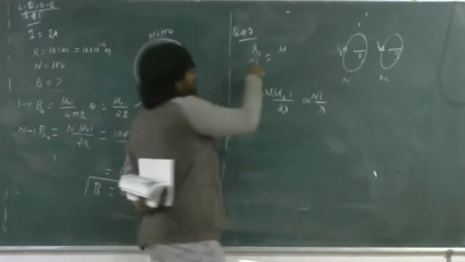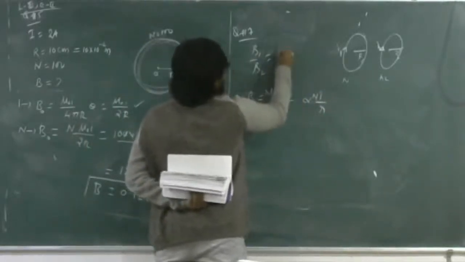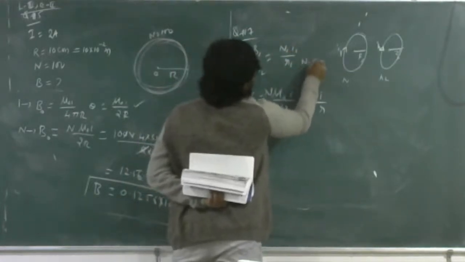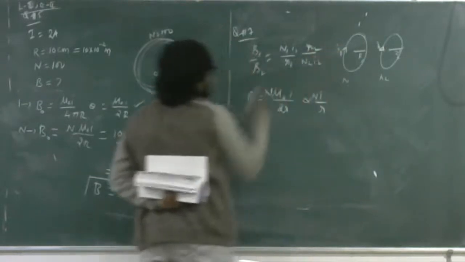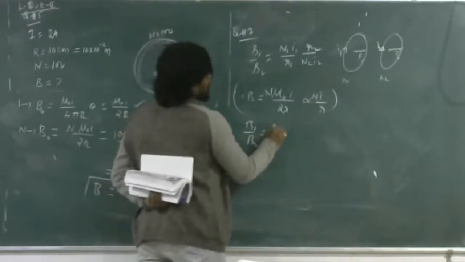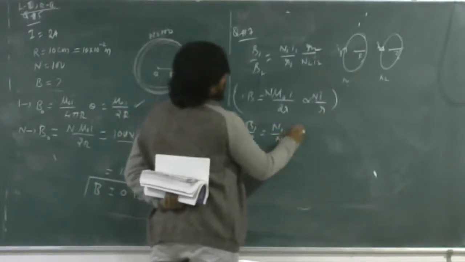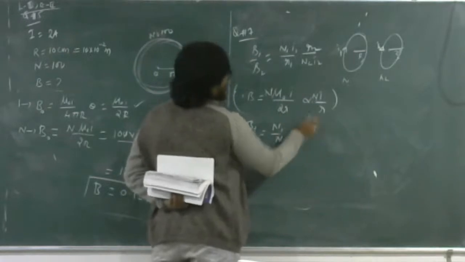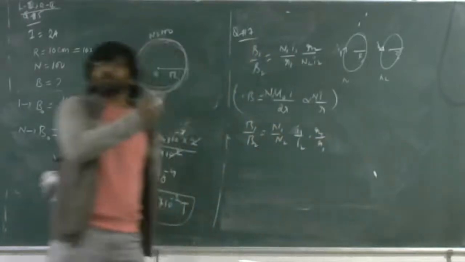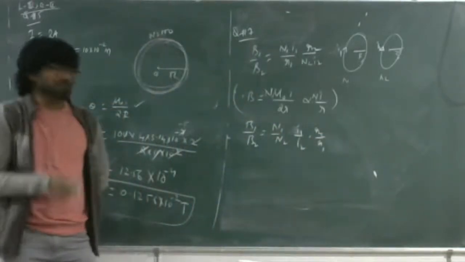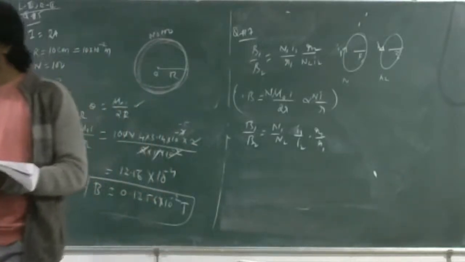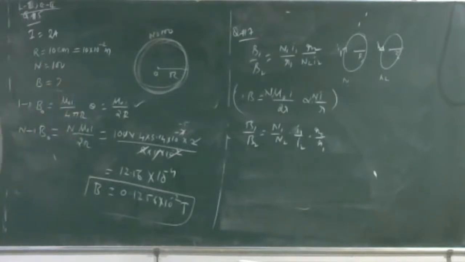So the first one, B1 by B2 is equal to N1 I1 by R1, and for the second one, N2 I2 by R2. You can rewrite it as B1 by B2 equals N1 by N2 into I1 by I2 into R2 by R1. Take the values and do direct substitution. What is the answer? Then do it. Finished?